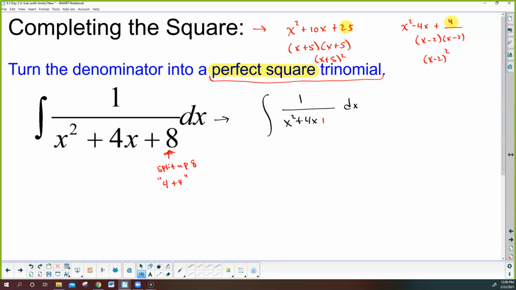And I like to use a separate color here. So notice, I didn't do anything inappropriate math-wise, right? 4 plus 4 is still 8. I just rewrote that. But the reason why is now I want to think of x squared plus 4x plus 4, and then this extra 4 we're just going to leave off to the side right now.